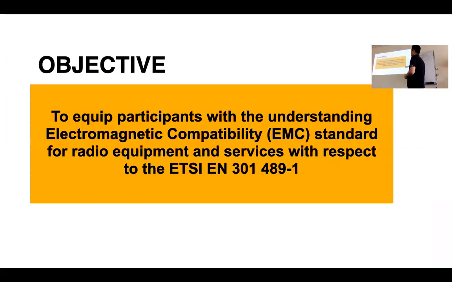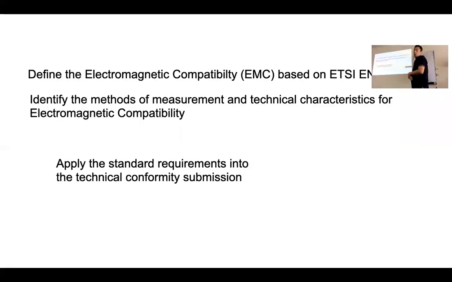Our objective is to equip participants with the understanding of EMC standard for radio equipment and services, in respect to the ETSI EN 301-489-1. Our learning outcomes will be to define electromagnetic compatibility based on this standard, identify the methods of measurement and technical characteristics for EMC, and lastly apply the standard requirement into technical conformity submission and also analyze it.